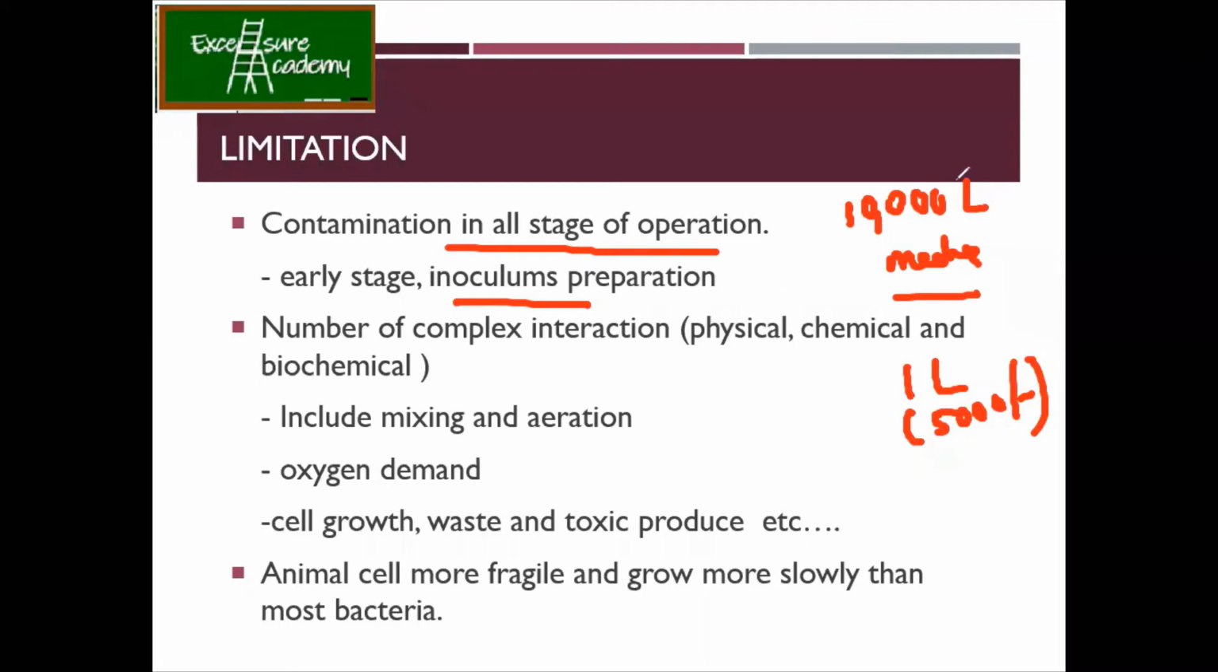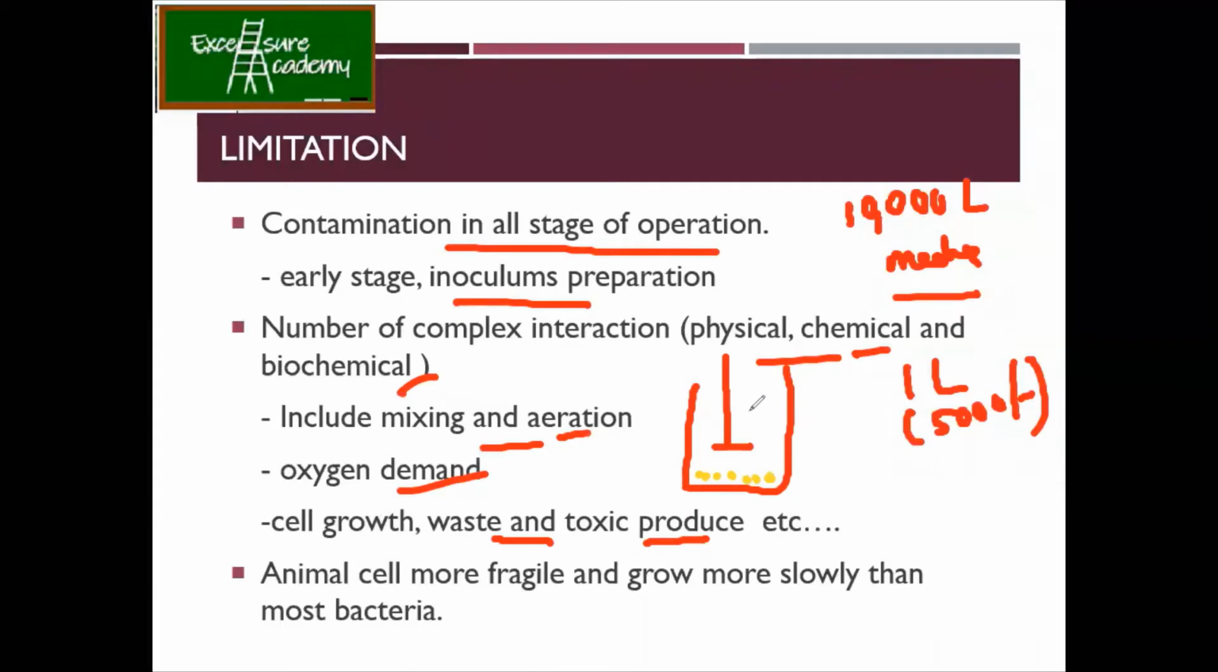Now, the number of complex interactions, physical, chemical, and biochemical. This is the problem when you do large scale production. It can be mixing, aeration, oxygen demand, waste and toxic production. Sometimes you're using 10,000 liters of the media in the bioreactor, and suppose you're not able to mix it properly. Your stirrer is over here. Just imagine that the media present at the bottom is not able to get proper aeration. So what will happen?